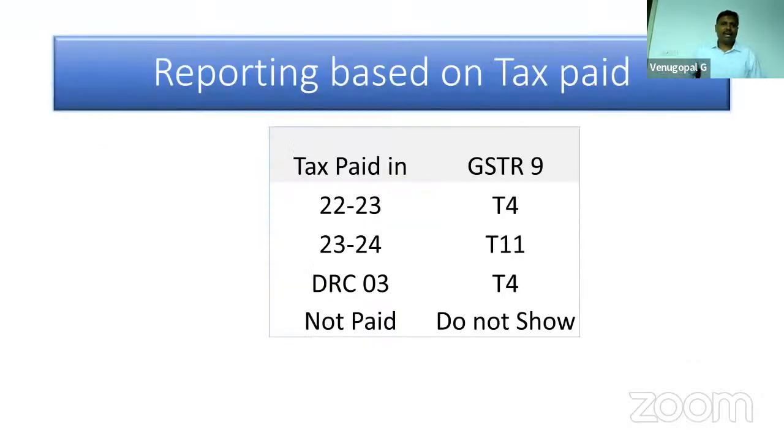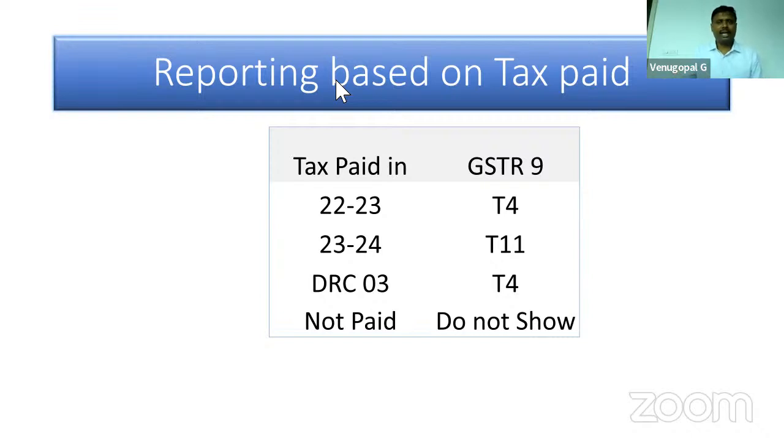Just to sum up, where you will be reporting in which table. Table 4 is the turnover in which the tax has been paid. So if you are paying the taxes of financial year 22-23 in 22-23, then you will report it in table 4. If you have paid in 3B of 23-24, then you will report it in table 10 or table 11. If you have excess paid, it will go to table 10. If it is short paid and you paid in the subsequent period, it will go to table 10. If it is an excess payment and you have adjusted, then it will go to table 11.